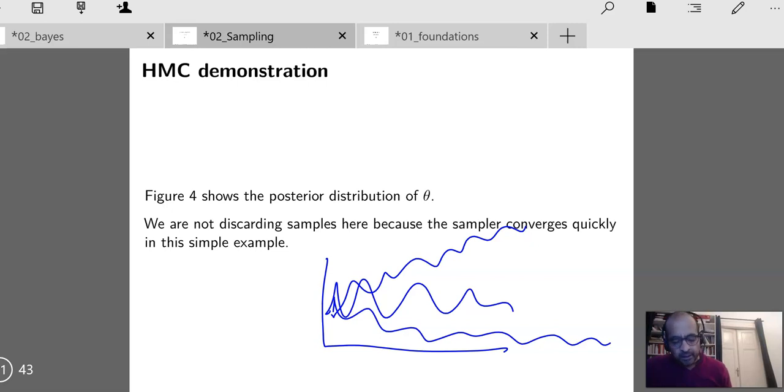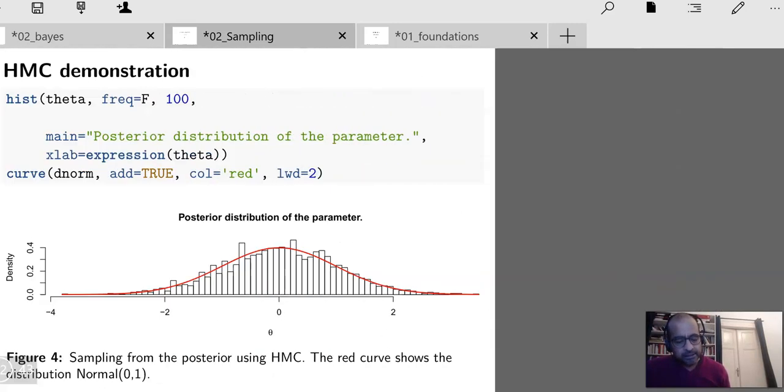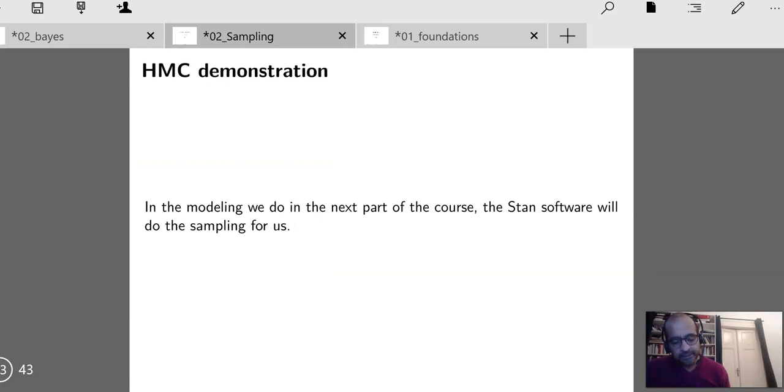Okay. All right. So that's basically the story with sampling, and I think we are now ready to start looking at some serious stuff involving Stan.